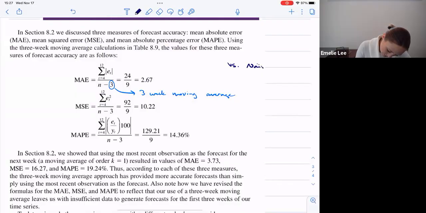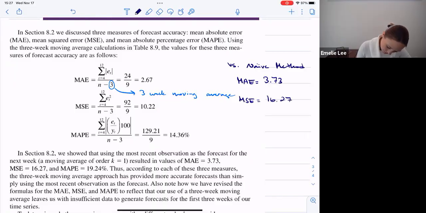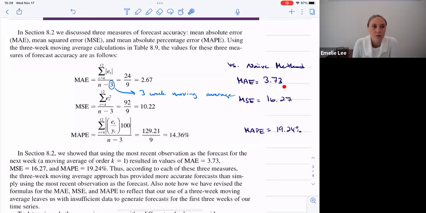I'll call it the naive method, right? Then the MAE we have, and I'm just grabbing it from down here, but I just want to be able to compare them, right? So the MAE is 3.73. The MSE was 16.27. And the MAPE was 19.24%. So we notice that the 3-week running average is performing better with all these measurements, right?